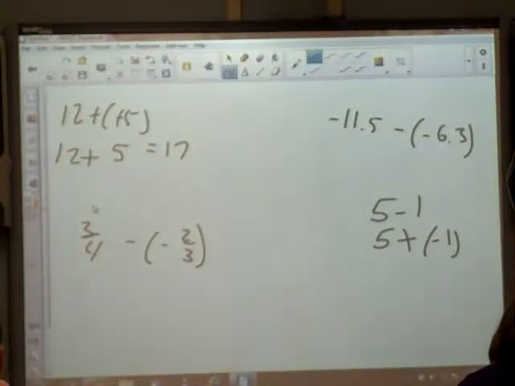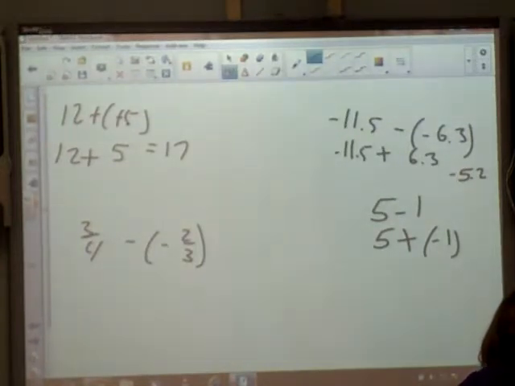All right. So on number 2 there, I'm going to change it to an addition problem. So I'm going to say negative 11.5 plus, and make that the opposite, so it'll be plus 6.3. So now I've got an addition problem with different signs. Addition with different signs means I subtract. So 5.2. And then will it be positive or negative? Negative, because 11 is the bigger one and it's negative. So that'd be it.